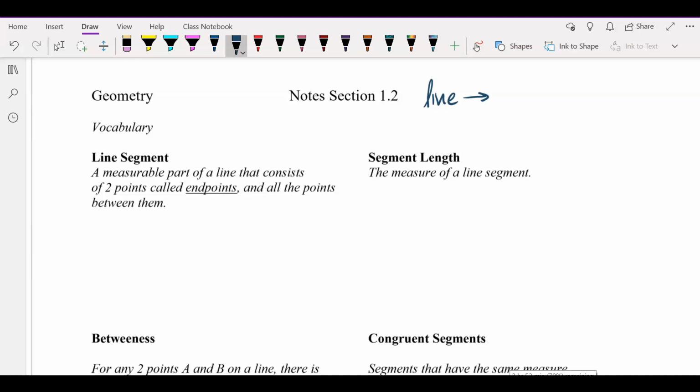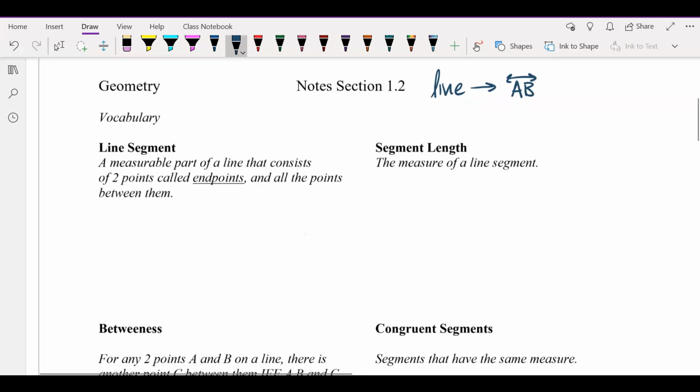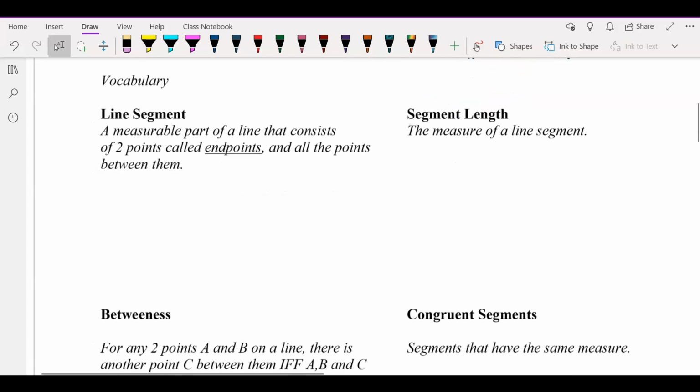So when you have a line, you are writing it as AB with the bar on top with arrows on both ends, right? That's the notation for a line. So now we're going to talk about the notation for a line segment. So here I have a line segment. A line segment is a measurable part of a line that consists of 2 points, and those 2 points are called endpoints. Okay? And it will consist of all of the points in between them.